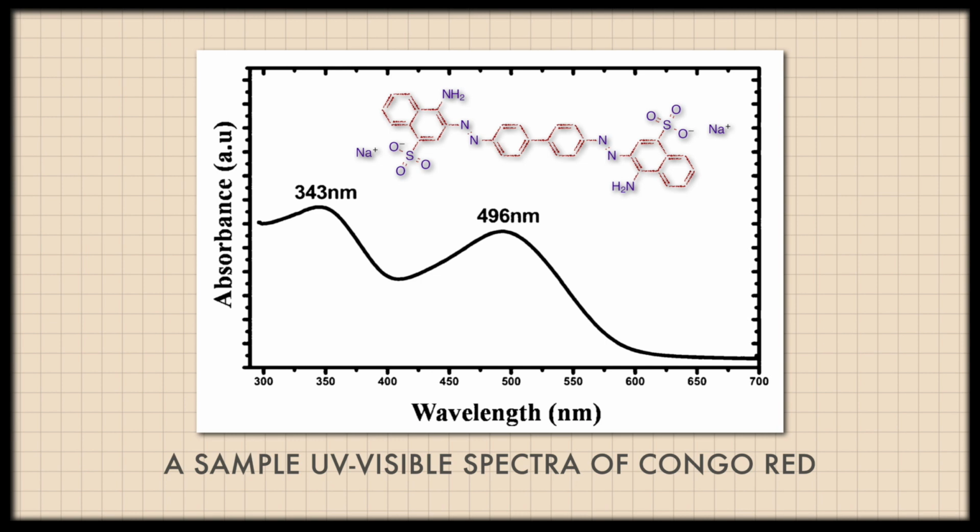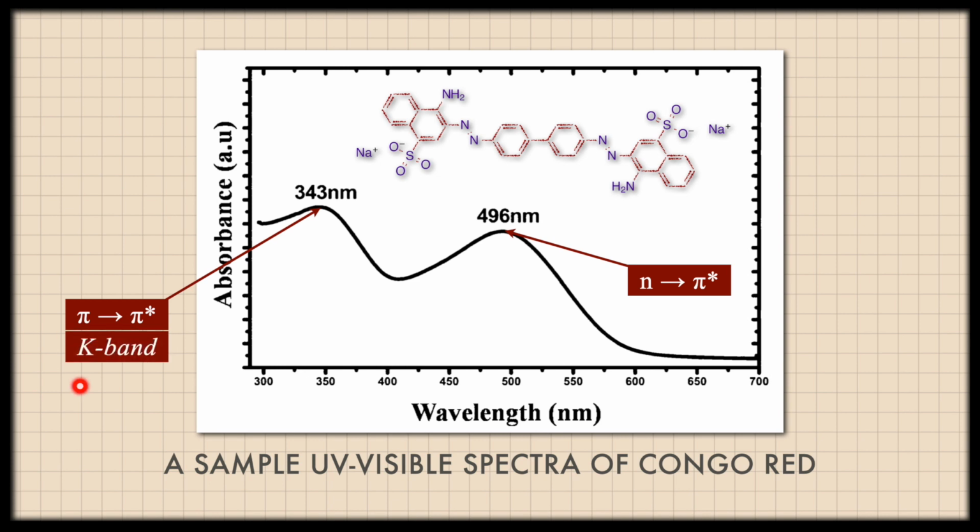A spectrum will look something like this. After the machine plots it, you see that we have this spectrum. This is the spectrum of Congo red, this molecule here. You can see two peaks are clearly visible. So we have two lambda max. This is one lambda max and this is a second lambda max. The first one is because of the pi to pi star transition. The second one is due to the n to pi star transition.